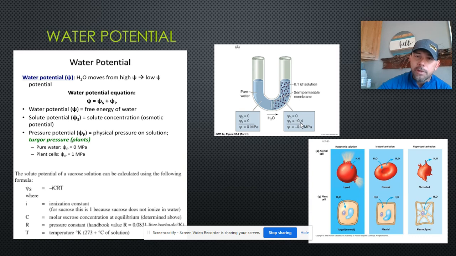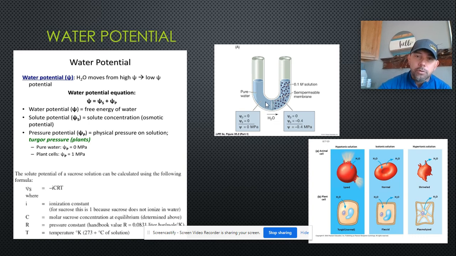It'd be no different than if you put a cell into a hypertonic environment. That environment has more salt, and so that salt is actually going to create a negative water potential because there's more salt, there's less water, right? And naturally, which way is water going to gravitate? It's going to gravitate towards that concentration with the higher salinity, right? That's kind of what we're looking at here.